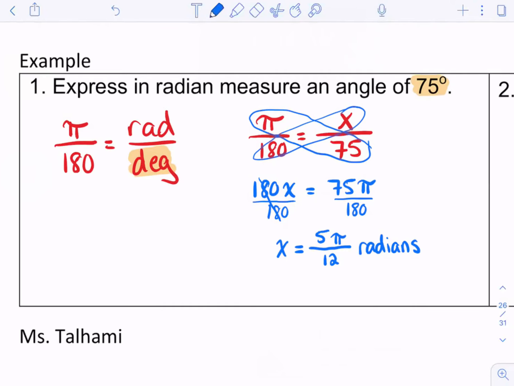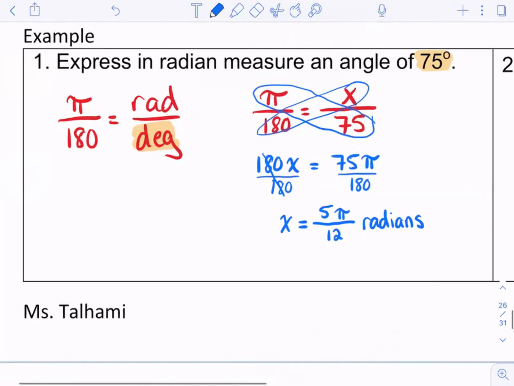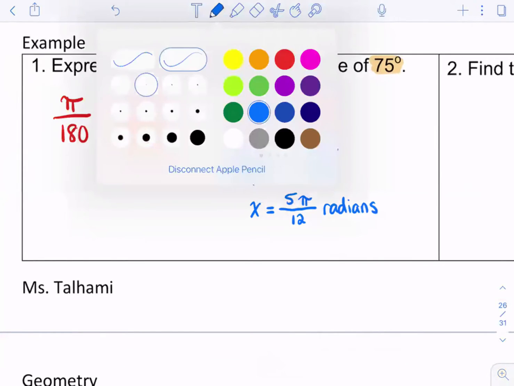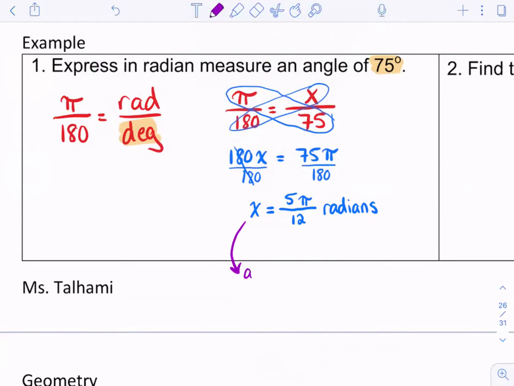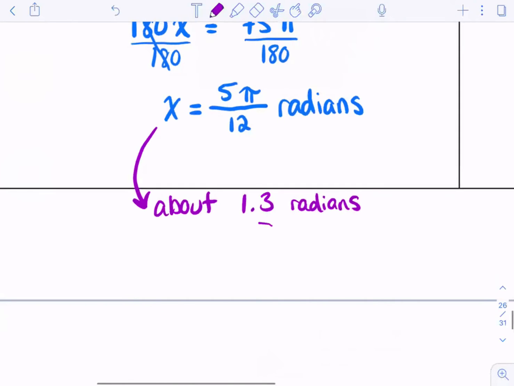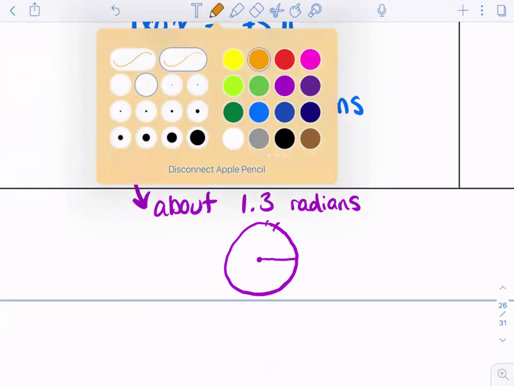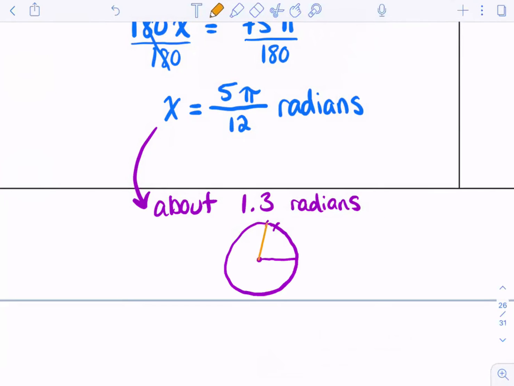Now, if it does ask you to round, I could do 5 times pi divided by 12, and I get about 1.3 radians. Which, if you want to picture what that looks like, I'm going to do a quick side note. If this is about 1.3 radians, you can picture a circle and say, well, if this is the radius, here's 1, then here's going to be 0.3, something like that. So that means my central angle would be this.